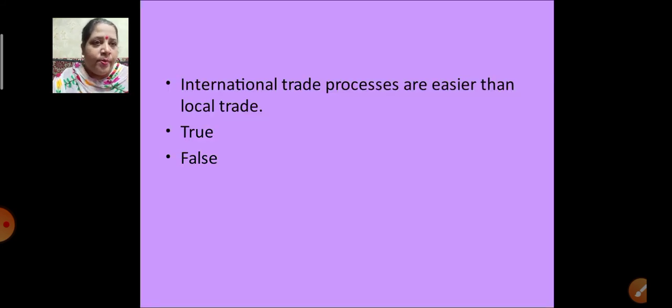International trade processes are easier than local trade. Is it true or false? Is international trade easier than local trade? No. So the answer is false.